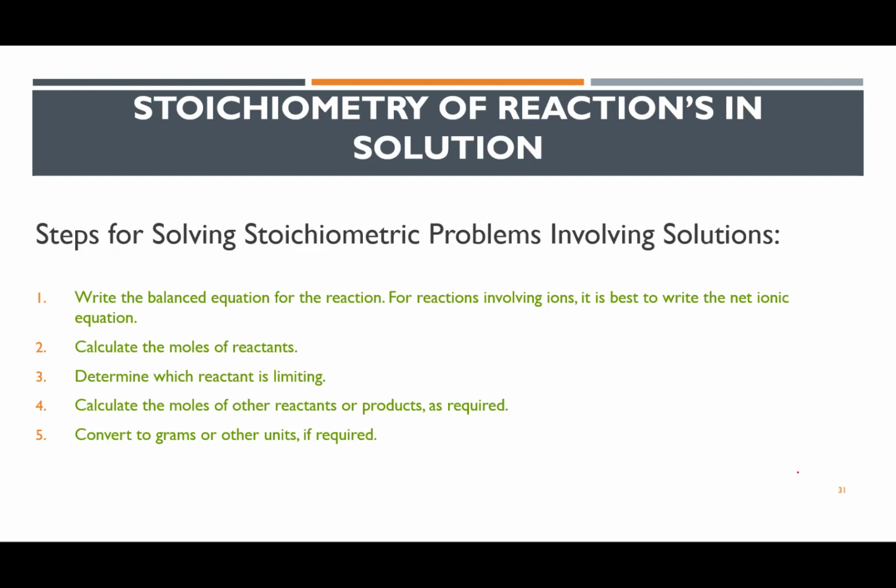Then what you have to do here, once you write your balanced chemical equation, that's step 1. Once you write your balanced chemical equation, you want to convert the concentrations to the number of moles. Then you want to find out which one of them is limiting. Then once you find the limiting reactant, you use that to find the mass or the concentration of the product.